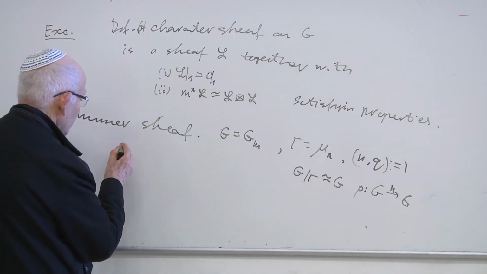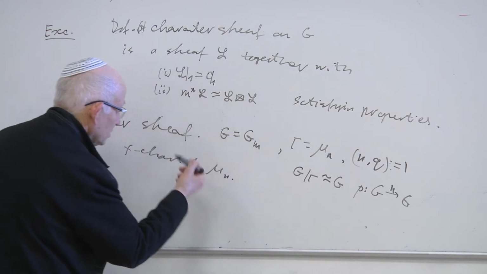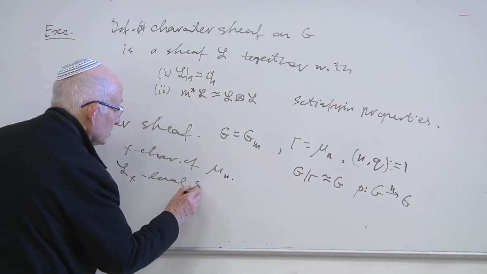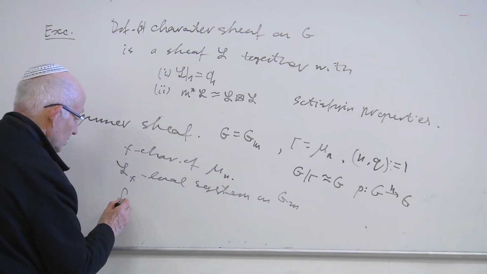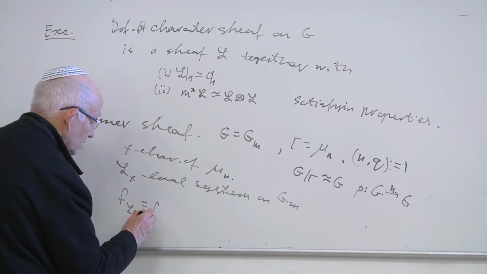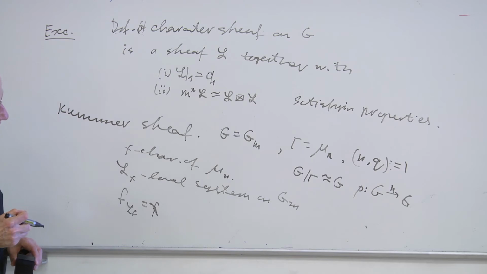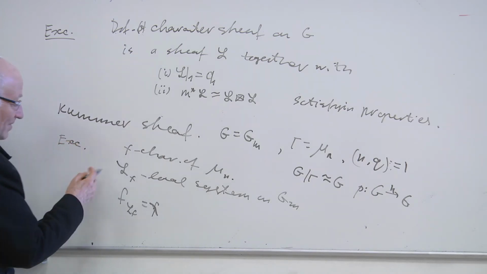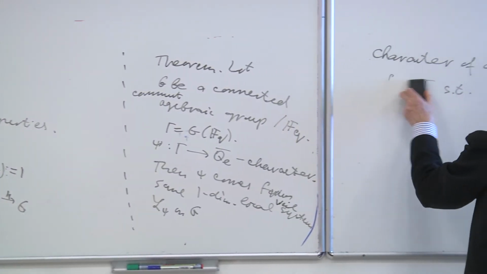And so for any chi a character of mu_n, we construct the sheaf L_chi, a local system on G_m, the multiplicative group, and the corresponding function f of L_chi is isomorphic to chi. So what does it mean, isomorphic? Okay, I don't know, just look at what it is. So this is also an exercise. We will be more interested in a different case, namely the case of the additive group.